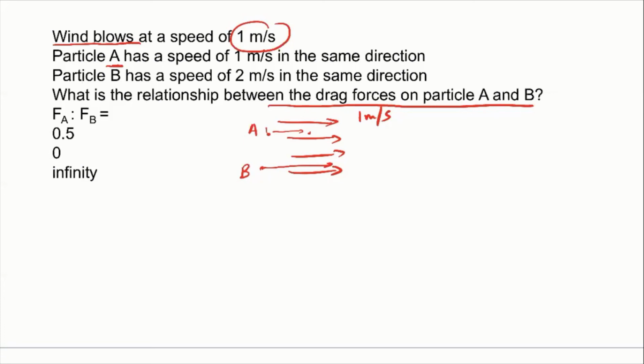So remember, the drag force is dependent on the relative velocity, right? So if you consider the relative velocity between the particles and the flow, five more seconds.